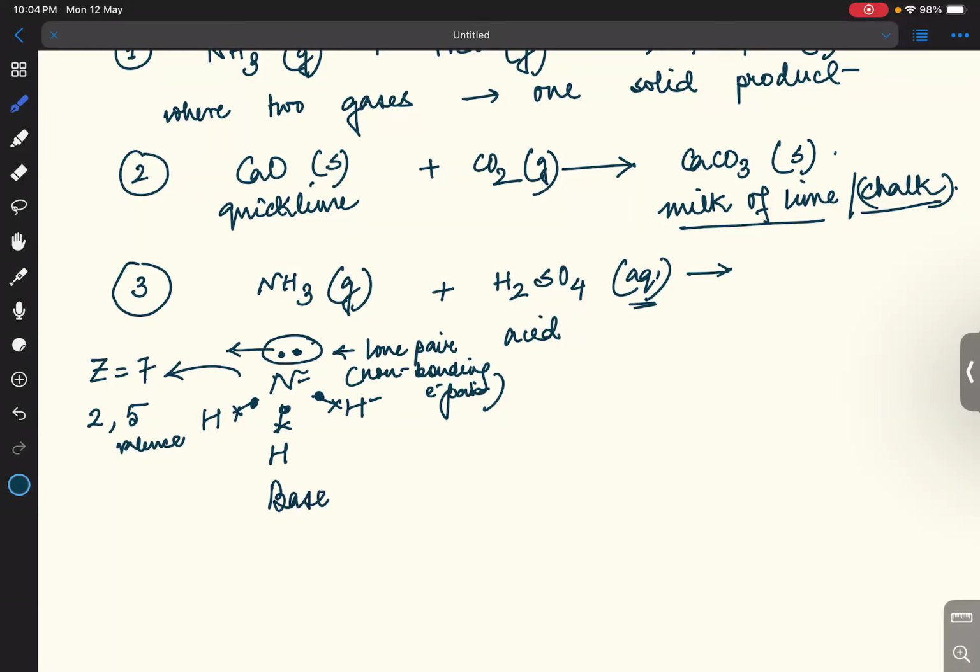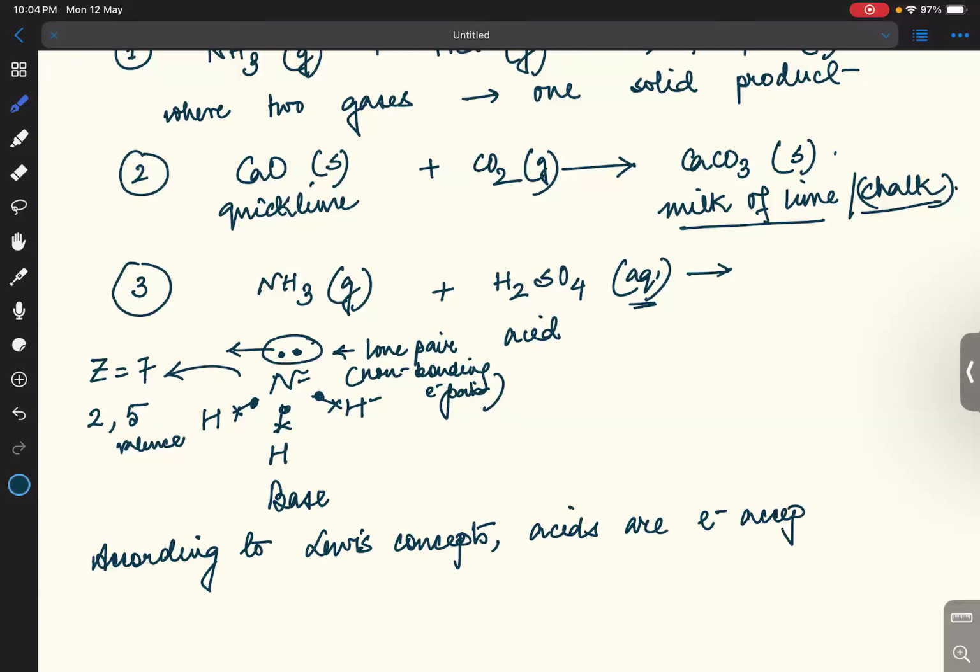All of these I explained to make you understand that according to the concept of Lewis, acids are electron acceptors, while bases are electron donors. So according to the concept of Lewis, we have come across acids being H plus donors and bases being hydroxide donors. That is according to Arrhenius concept.